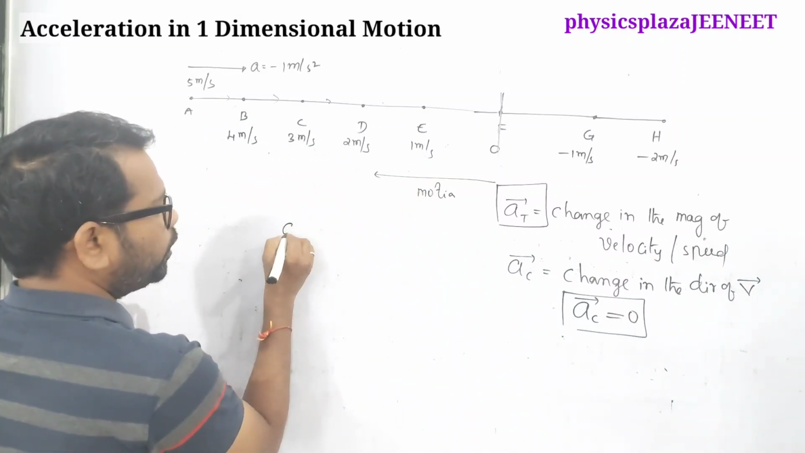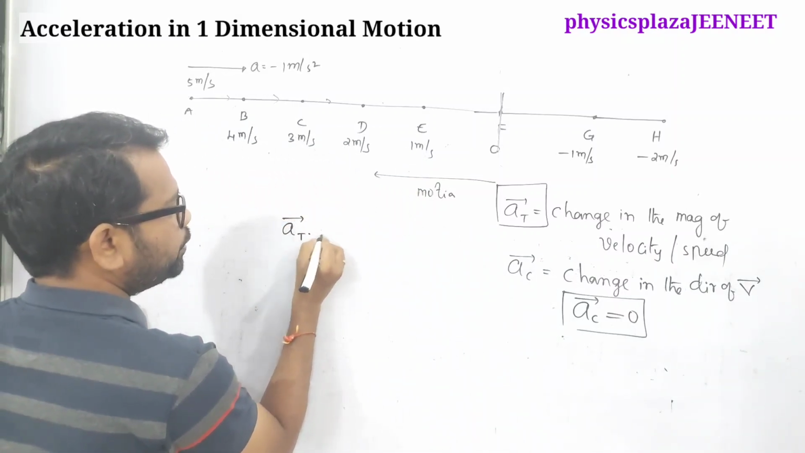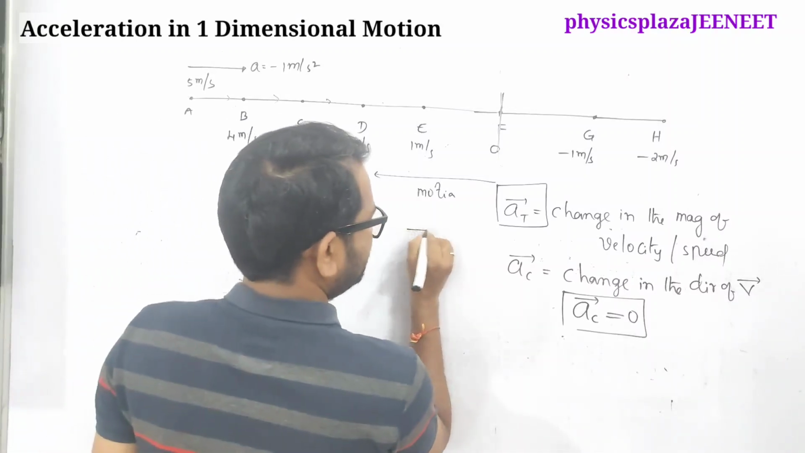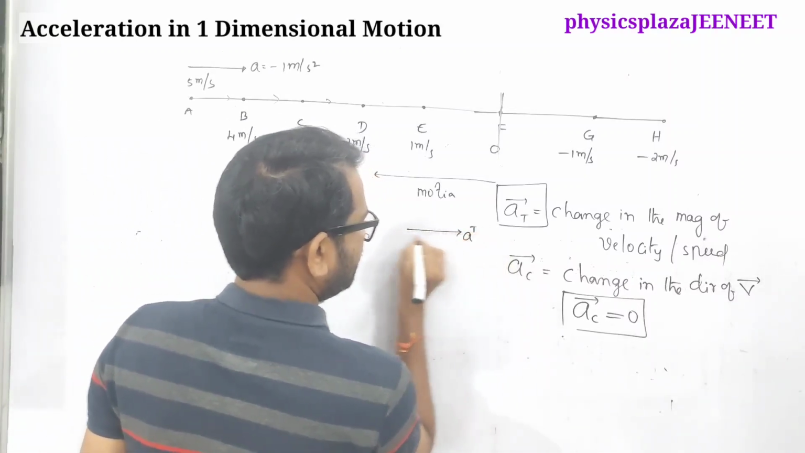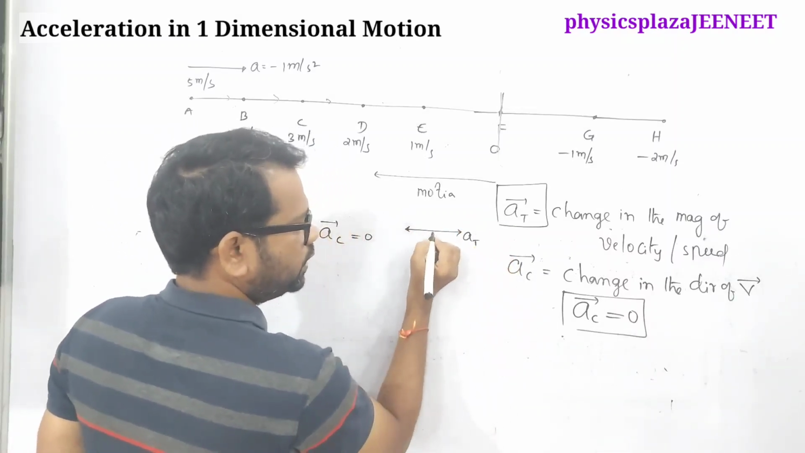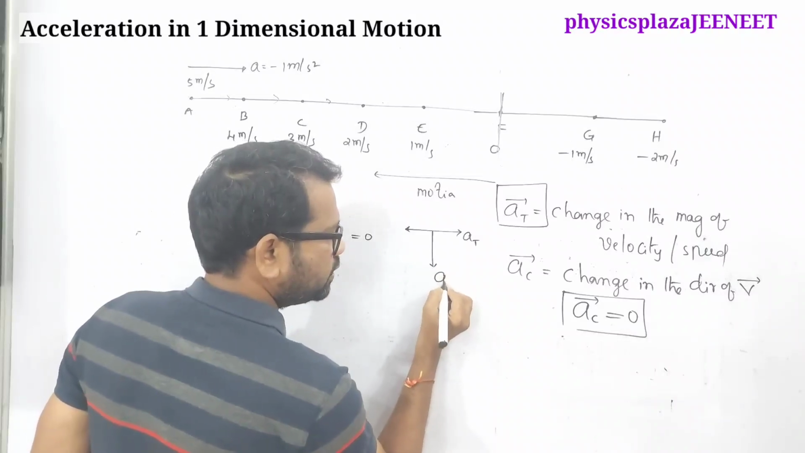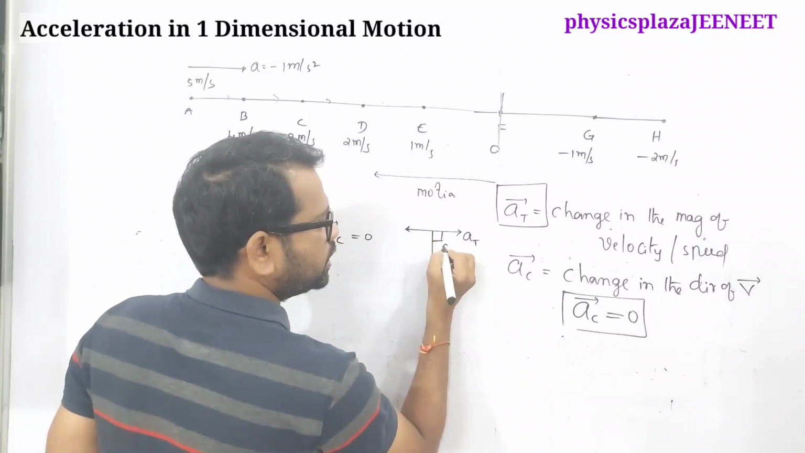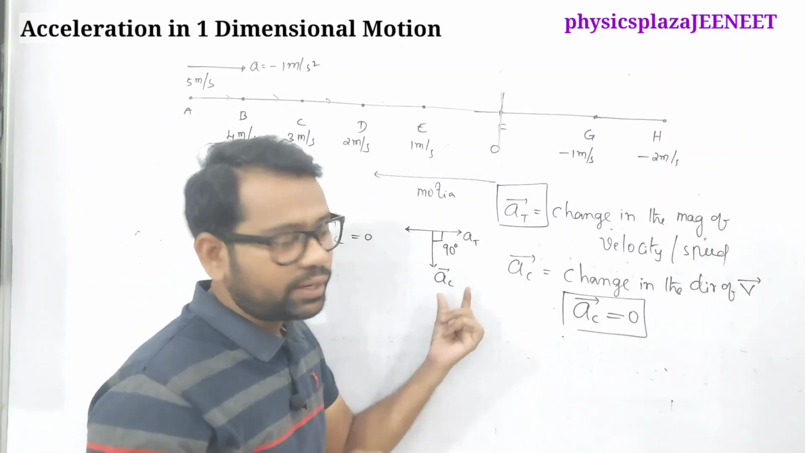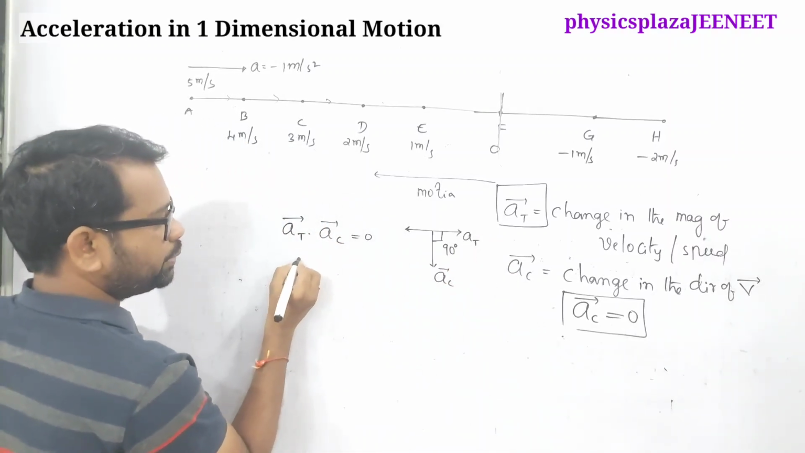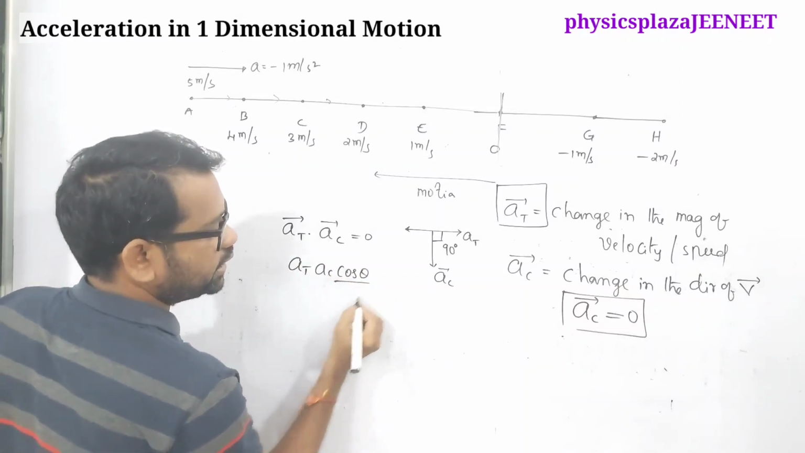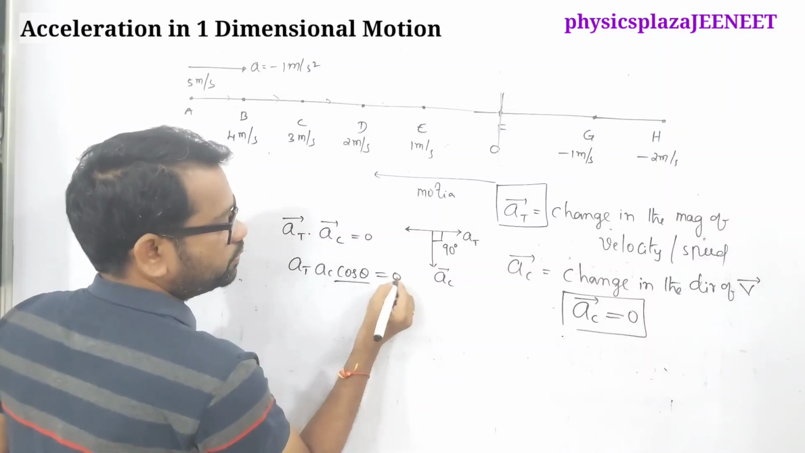And moreover, children, what is the value of the dot product of tangential acceleration and centripetal acceleration? It is 0, right? Why? Because tangential acceleration is either parallel or anti-parallel to the direction of motion, and the centripetal acceleration is perpendicular. So this will be 90 degrees. The angle between tangential acceleration and centripetal acceleration is always 90 degrees. So this can be written as A_t A_c cos theta. As theta is 90 degrees, cos 90 is 0. So this will be 0.